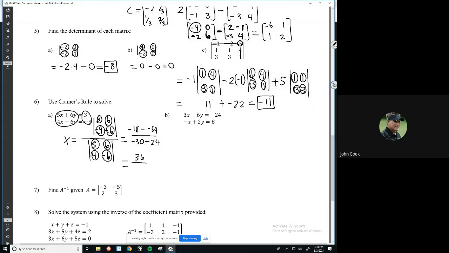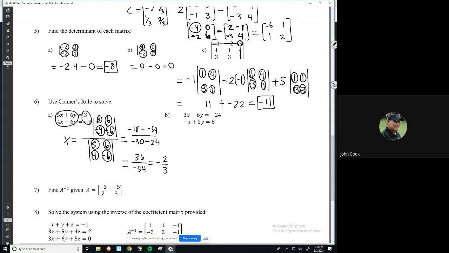Wait, did I do that right? -30. Yeah, okay. -30 minus 24 is -54. So that reduces down to, let's see, those are both divisible by 9. So wait, is it more than that? 18? Yeah, they're both divisible by 18, so that'd be a negative 2/3.